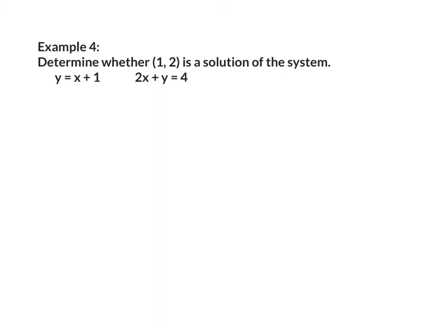So first I'm going to label. I have my 1 as my x value and my 2 as my y value. So we'll start with the first equation, which is y equals x plus 1. So my y is 2, and my x is 1. Bring down the 1. So I'm going to bring down the 2. 1 plus 1 equals 2. So it is a true statement. It does check. 2 does equal 2.